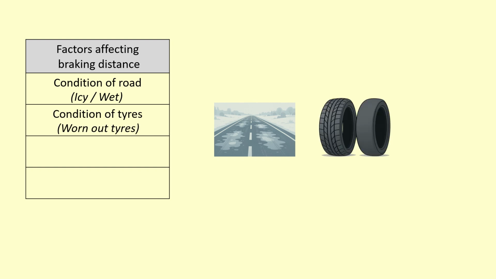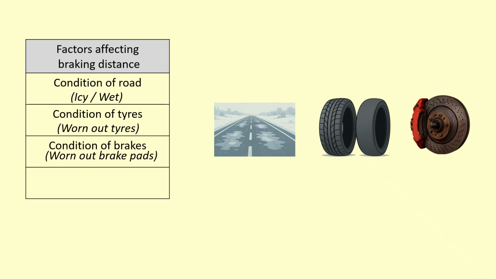Let's look at factors that affect the braking distance. So road conditions. If it's icy and wet, then that's going to increase the braking distance. Worn out tires. Your tires should have grooves in them that should be a certain depth. But if you've used the tires for many, many years, then those grooves would have been worn out and the tire will be almost smooth. And that's bad. That reduces friction. And then also brake pads. The brake pads in your wheels need to be new.